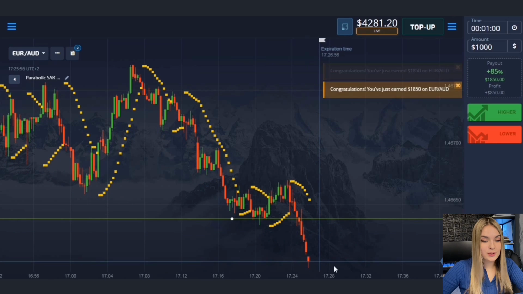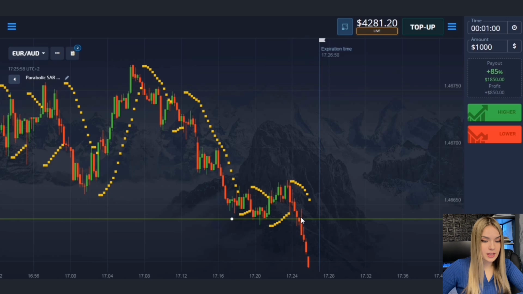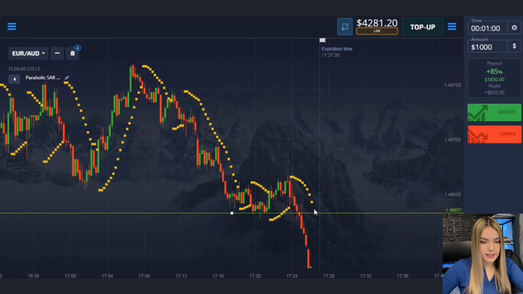Well, great guys, as you can see, the price really continued its downside movement and this level was broken. We are getting a great confident profit. 1 minute was enough for us. Also, our indicator gave us a good entry point and helped to determine the further price movement.